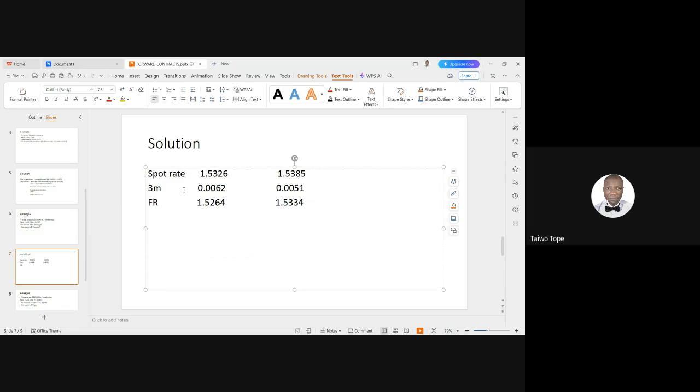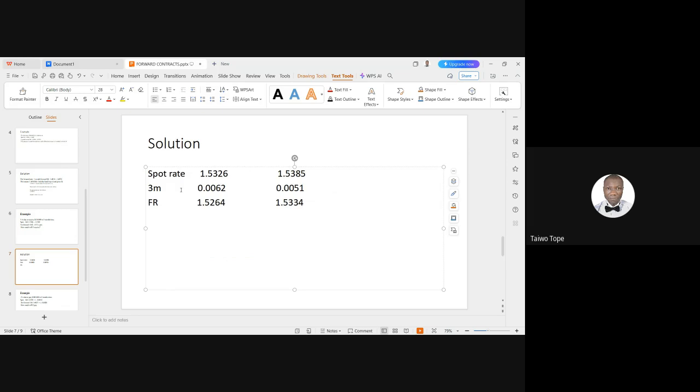So the question now is this. In any foreign exchange transaction, the side of the quote you use depends on who is buying or selling and which currency is the base versus the quote currency.